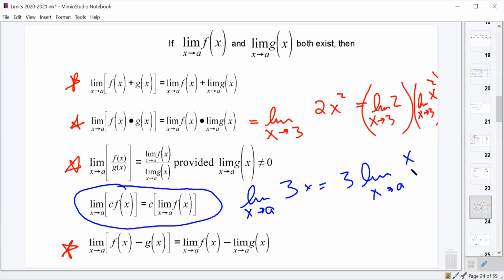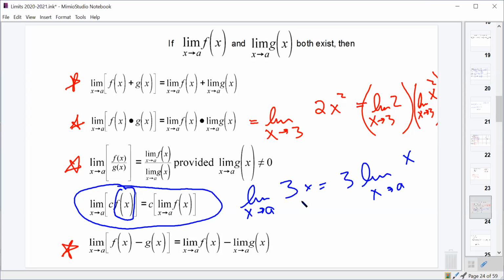Wait, so it's saying like the constant of f of x is equal to the limit of the constant f of x? So what it's saying is if I have the limit of a constant times any function, then I can pull the constant out of the limit and put it in front.